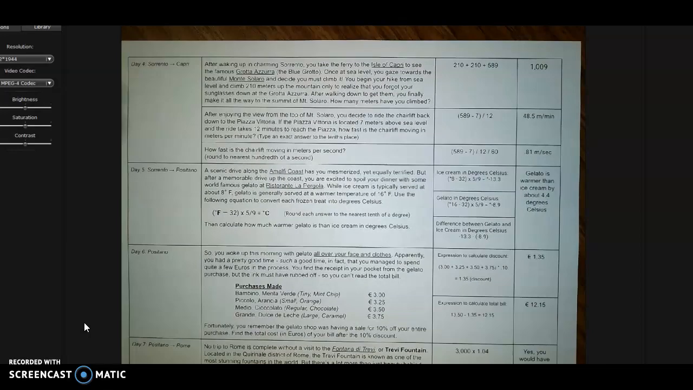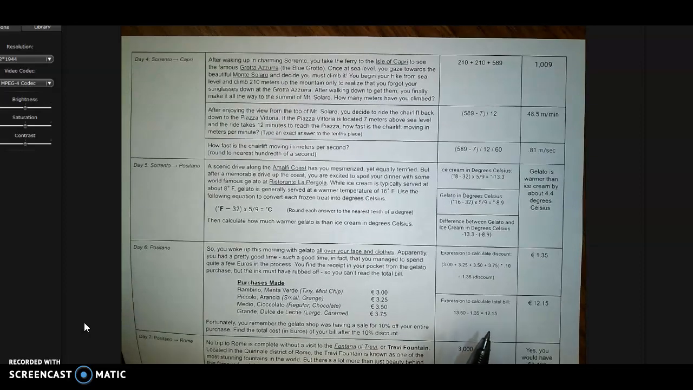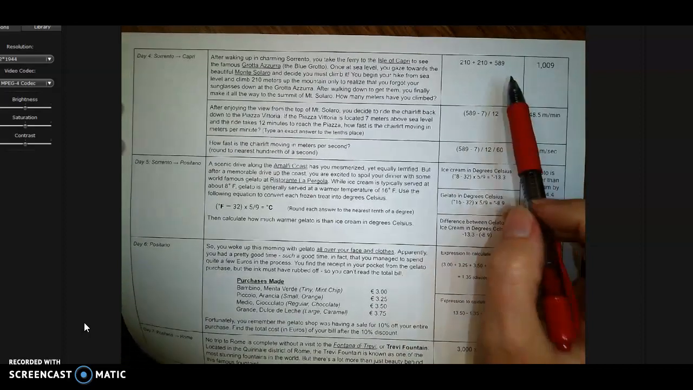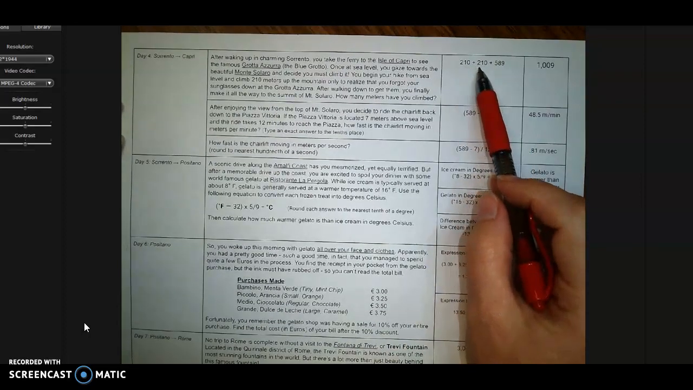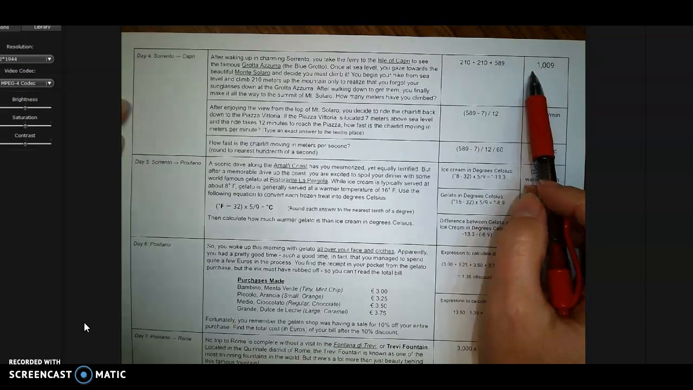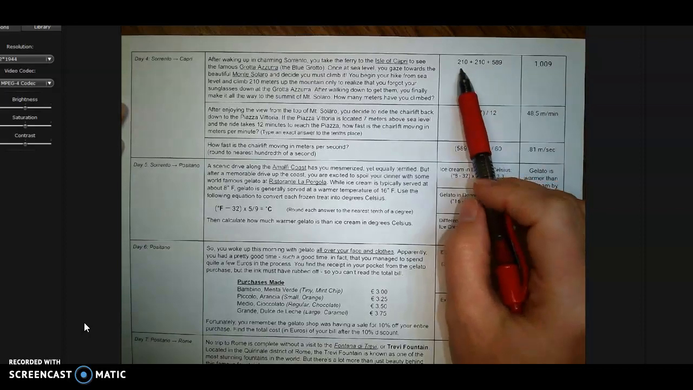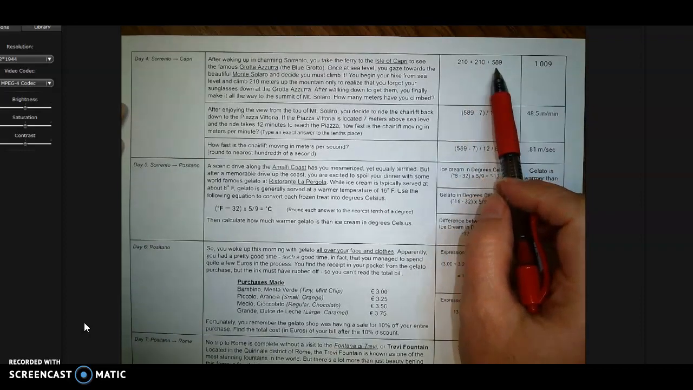Heading on to Capri, and in Capri, I'm hiking from the sea, and I climbed to 210 feet above sea level, which is a positive 210. And then you forget your sunglasses, so you go all the way back down. And after walking down to get them, you finally make it all the way to the summit. So I went up, I went down, I went up again for a total of 1,009 meters overall, because I went up, I went down to get my sunglasses, and then I went all the way back up to the top.